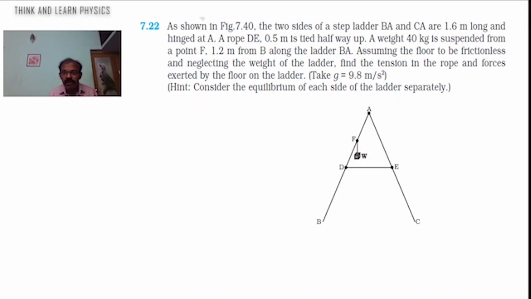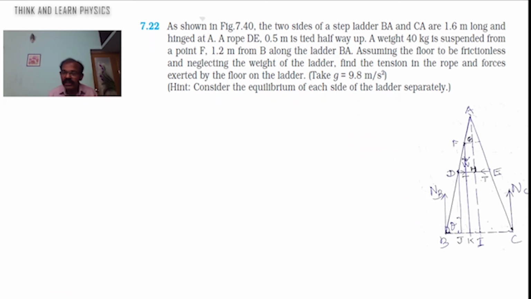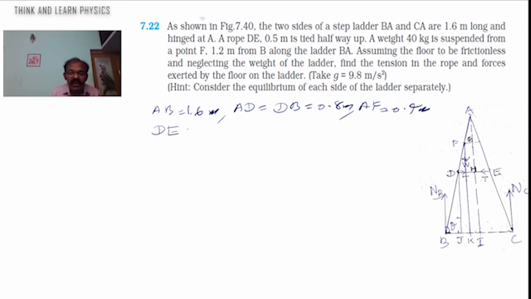In order to solve this problem, let us consider a diagram. This diagram shows the detailed structure of the forces acting on the system. In the figure, we can write various values. AB is going to be 1.6 meter. AD equals DB equals 0.8 meter. AF equals 0.4 meter. DE equals the length of the rope. It is equal to 0.5 meter.